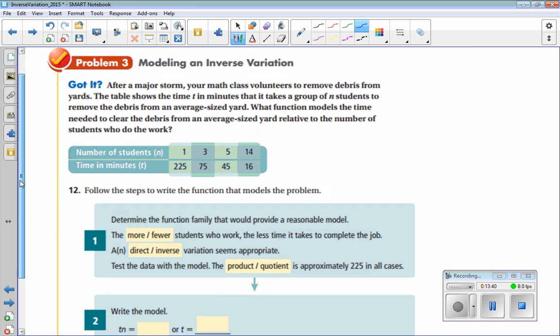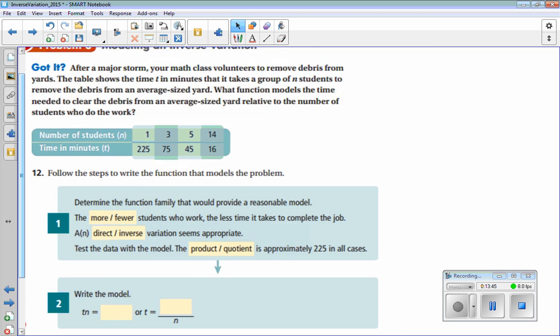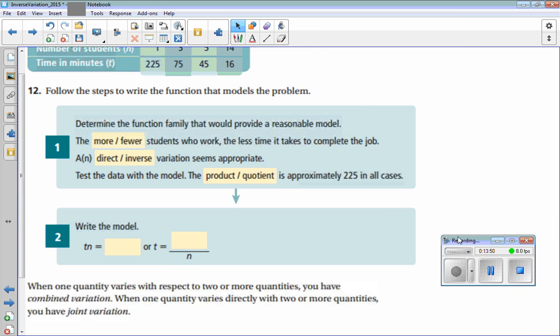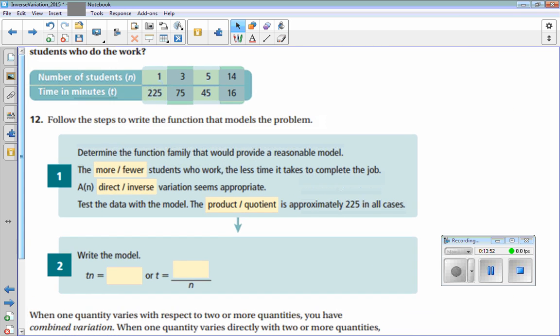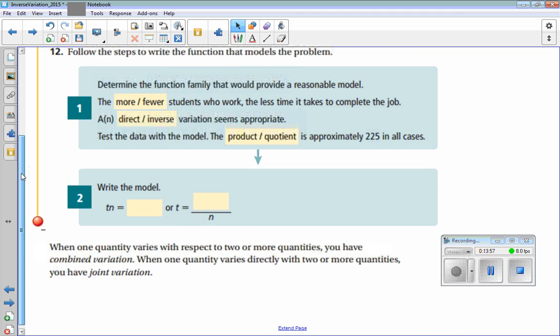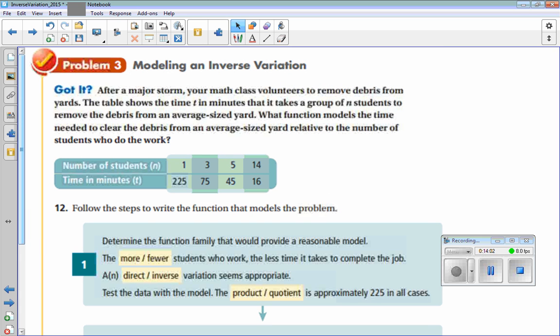So let's look at a real life situation, a problem that would deal with this kind of thing. We already know a couple of scenarios that would be inverse variation. Give me one that we talked about at the beginning of class. As something gets bigger, what gets smaller? Give me an example, though. Good. As your miles increase, the amount of gas you have decreases. That's an example of an inverse variation.